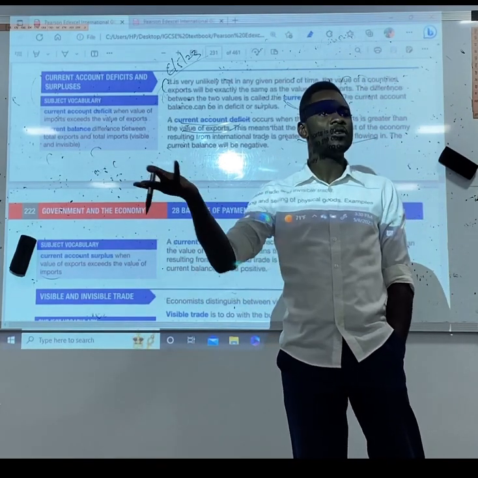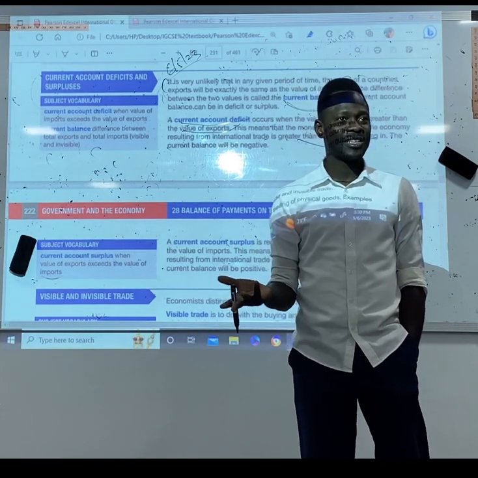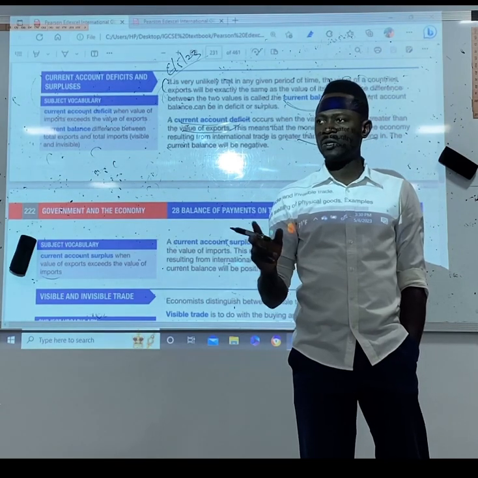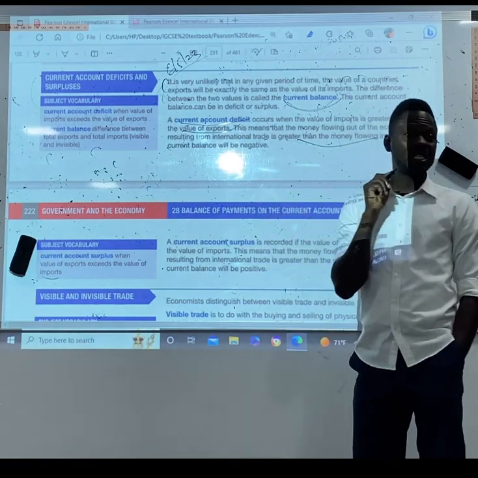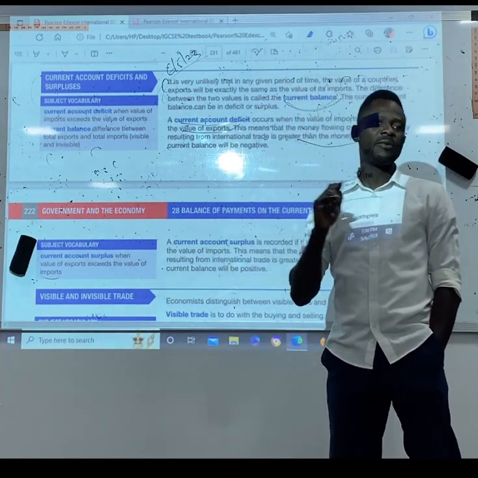So you give them more of yours. And if you are giving more of yours, that means yours is in surplus. As a result of that, the value of your currency falls. Did you get the point here? Any question about current account deficit? Current account deficit means what? The value of imports exceeds the value of exports.